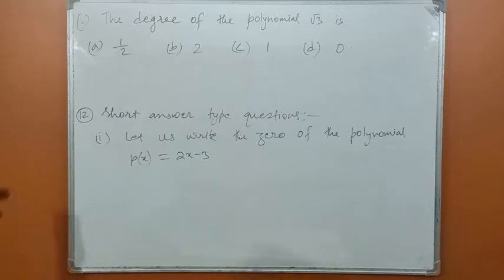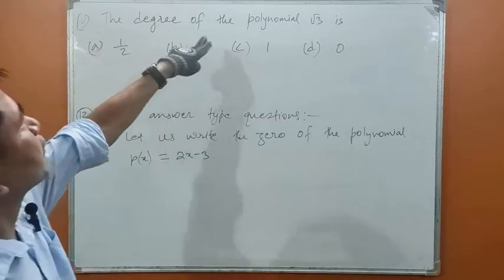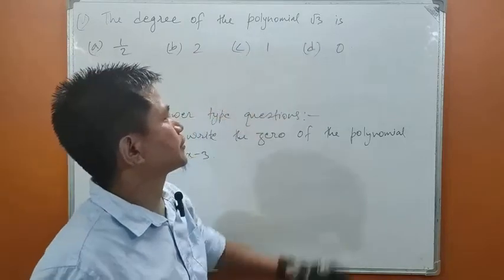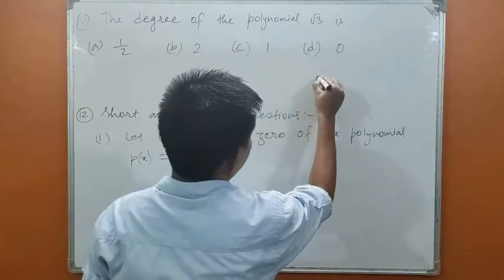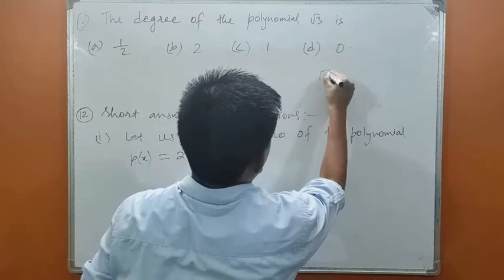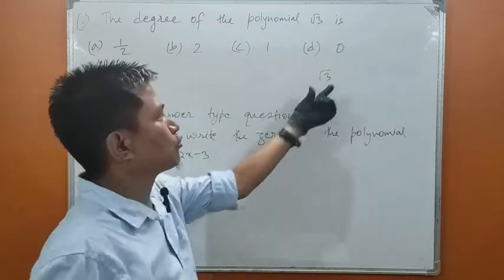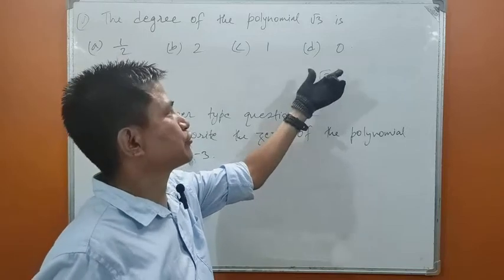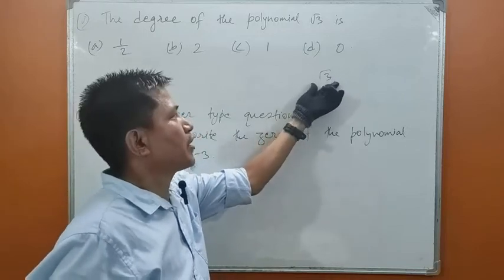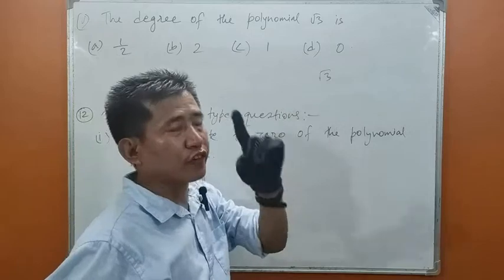Okay, now let's go for question number 5. The degree of the polynomial root 3 is. We are asked to write the degree of the polynomial root 3. Root 3 is a constant term, isn't it? And what will be the degree of a constant term?